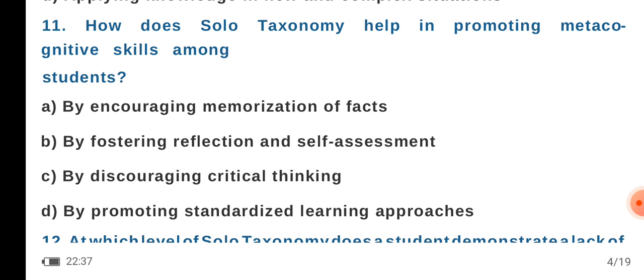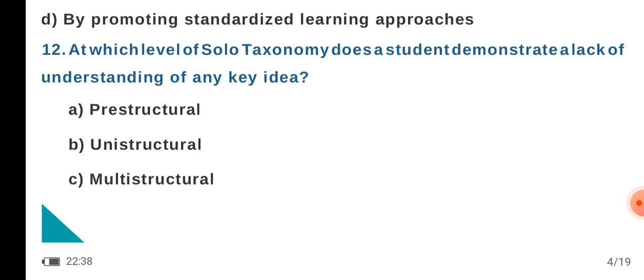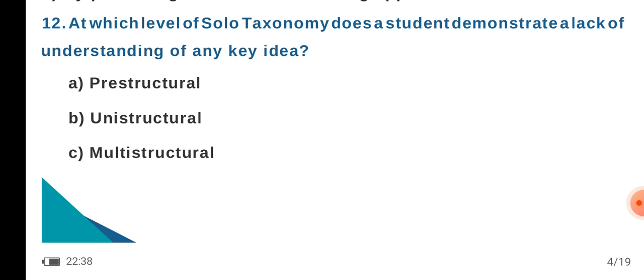The correct answer in number 11 is letter B, by fostering reflection and self-assessment. Explanation. SOLO taxonomy helps in promoting metacognitive skills among students by fostering reflection and self-assessment, encouraging them to think about their own thinking and learning process. Okay, let us proceed to number 12.